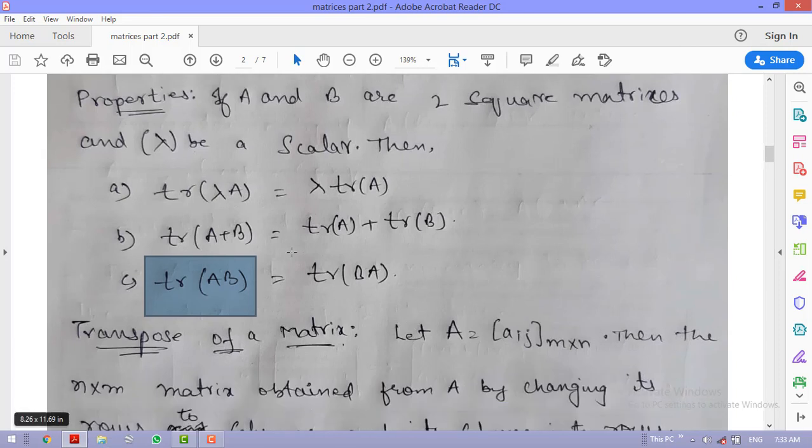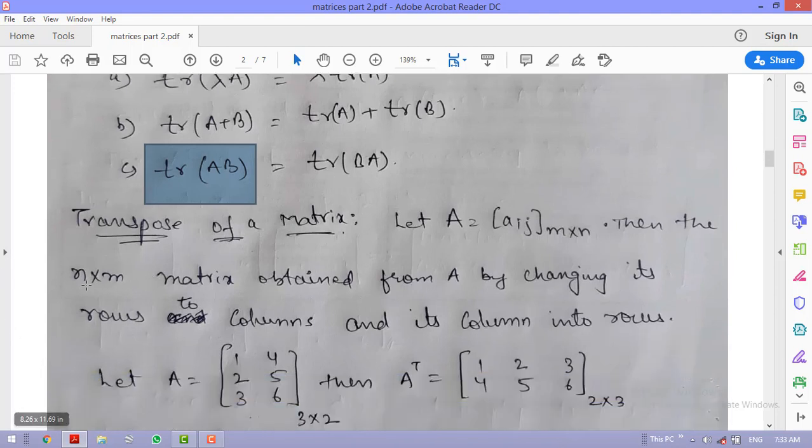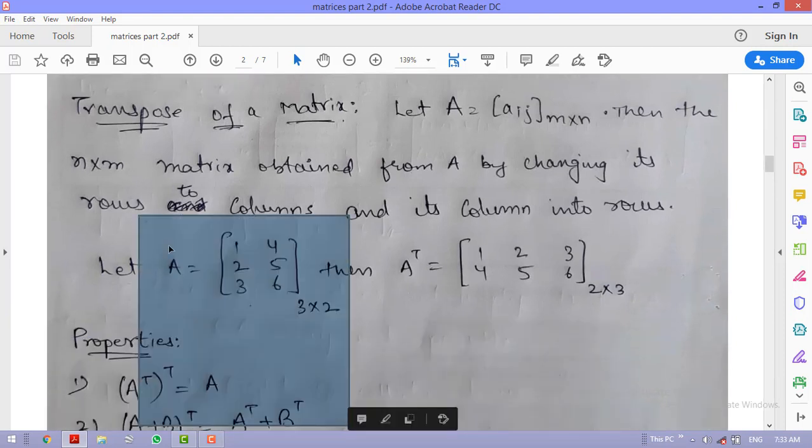Now let us go for the transpose of a matrix. The transpose of a matrix is as simple as it looks. Apart from reading this definition, I would like to tell you that if a matrix A has its rows and columns interchanged with each other, then that matrix operation is nothing but the transpose of the matrix. Let us see over here that A is equal to 1 2 3 4 5 6. It is of order 3 by 2, 3 rows and 2 columns. If you perform a transpose operation on this, then each column will change into a row, or each row will change into a column in the resultant matrix.